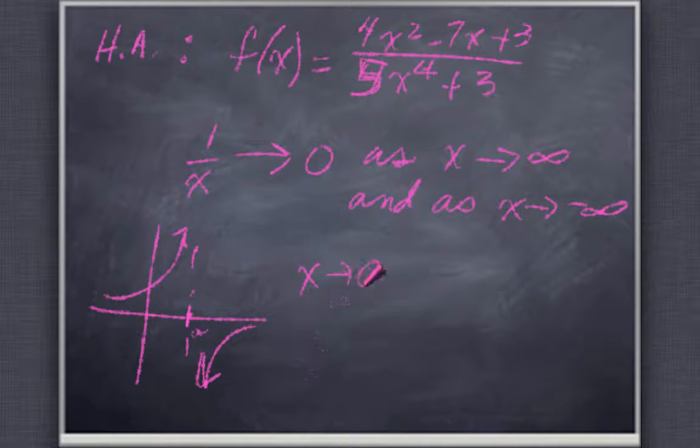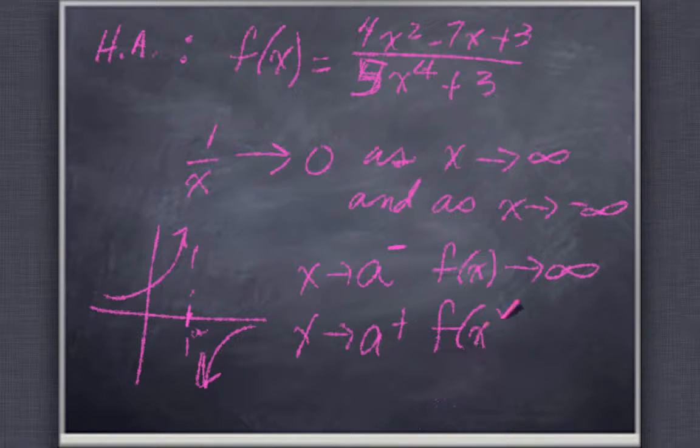As x approaches a from the left, I put a minus sign up there, it means from the left, f of x goes to infinity, because it just goes upward forever. On the other side, it goes to negative infinity. So as x approaches a from the right, f of x goes to negative infinity. The right word is approaches. I often say goes to. That's sort of the same.